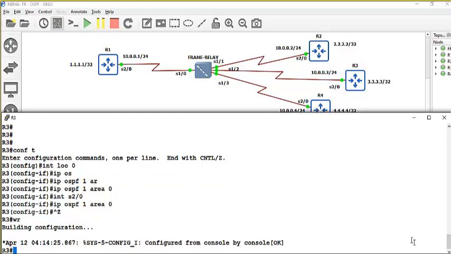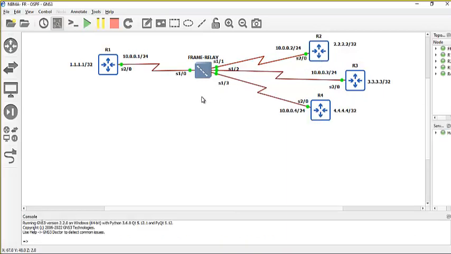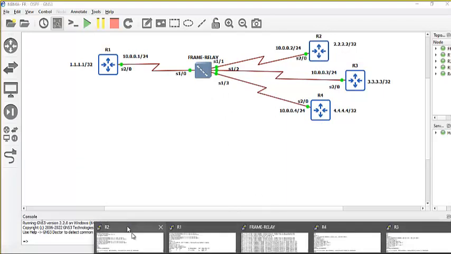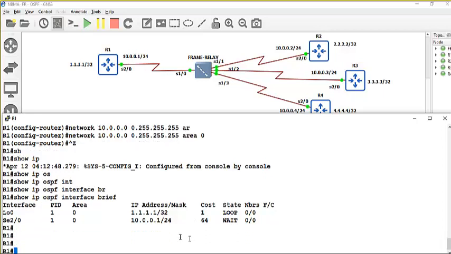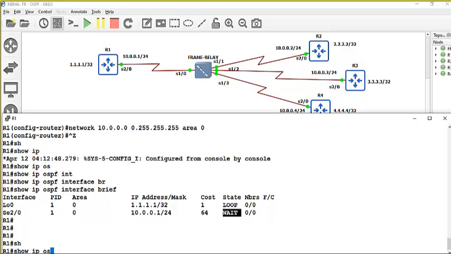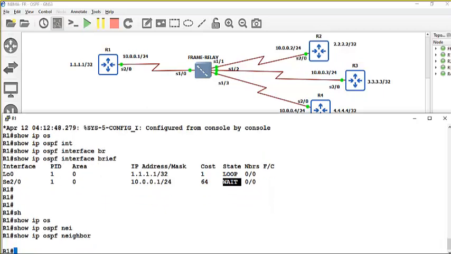Can anyone read what we learned on the day? The first mode is non-broadcast. What are the points that you wrote there? Read it. You see the neighbor is still waiting. Show ip ospf neighbor. We don't have any neighbor, though we have configured OSPF. Don't try to configure OSPF on the frame relay switch. It's a switch. Alright? The neighbors won't come.